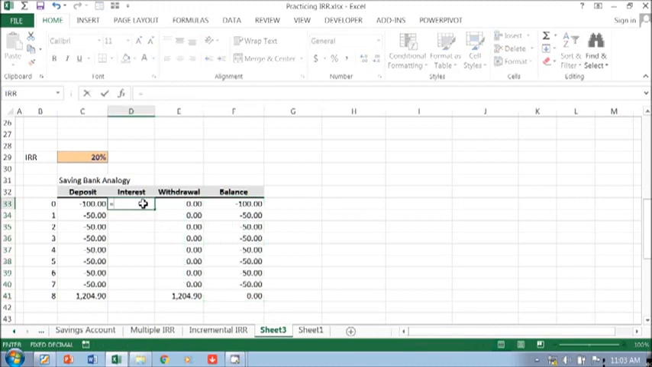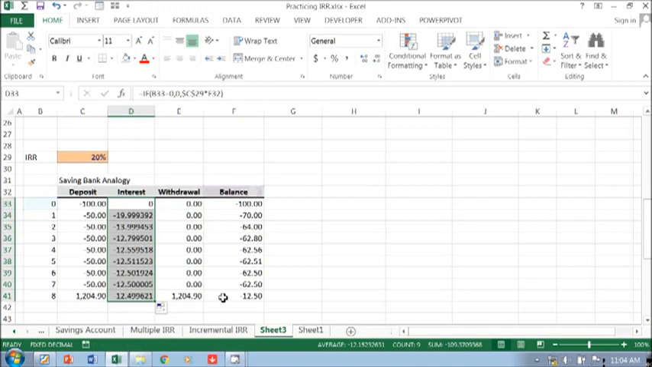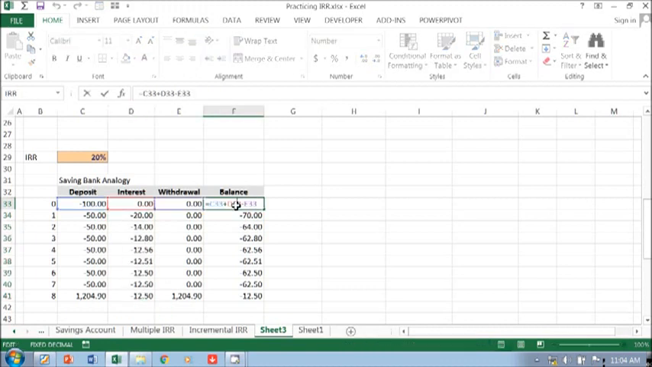Oops, your interest should be your 20% times your beginning balance. In the initial year, year zero, you don't get the interest, so you can use an IF: if this is 0, then it's 0, otherwise you use 20% times your beginning balance. Then you write it down. Oops, it doesn't work. Just wait a sec.